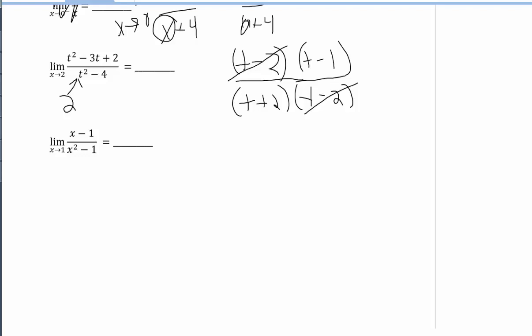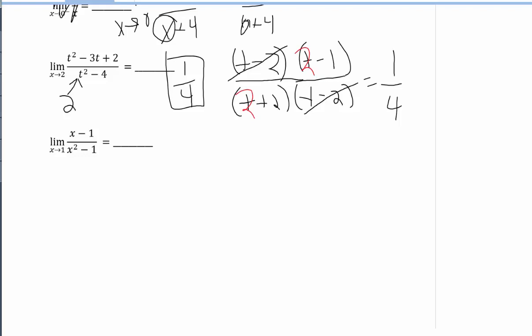Now, here's the idea. This function behaves a lot like what's left, t minus 1 over t plus 2. Now we can plug 2 into that. If you plug a 2 into this t and this t, well, now what you get is 2 minus 1 is 1, 2 plus 2 is 4, so you get 1/4.